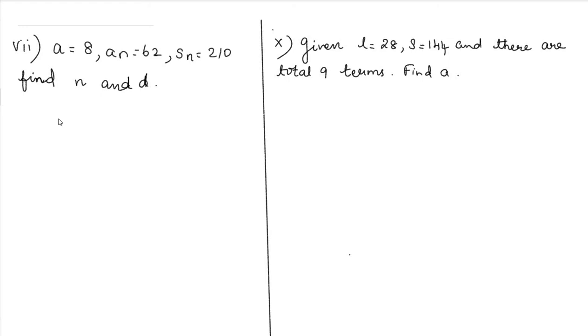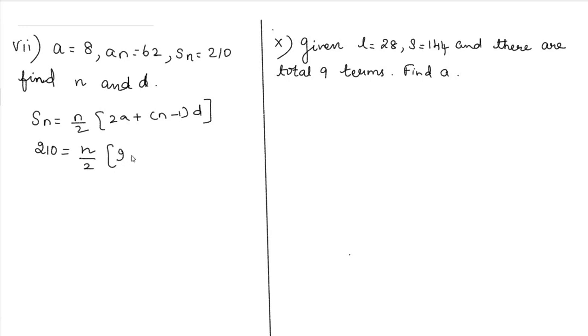So, what are the things given? You just write Sn is equal to n by 2, 2a plus n minus 1 into d, right? Yeah. So Sn, that is 210, they have given. Okay, 210. We don't know n. Totally only Sn they have given, 210. So we are writing as it is.